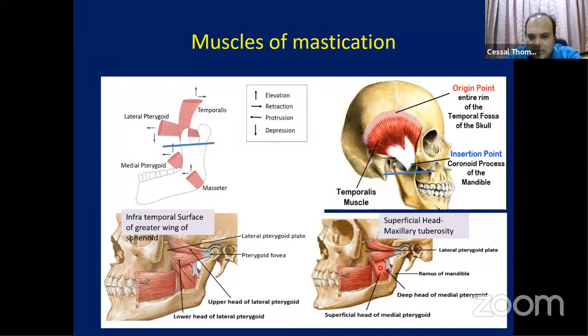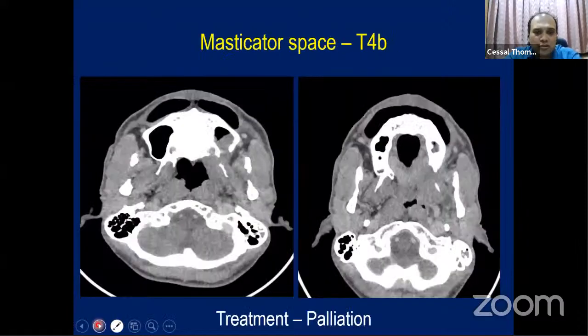Whereas the medial pterygoid again has two heads, a superficial head and a deep head, and this is getting inserted into the inner aspect of the ramus. This is the medial pterygoid. So this is an infra-notch disease.